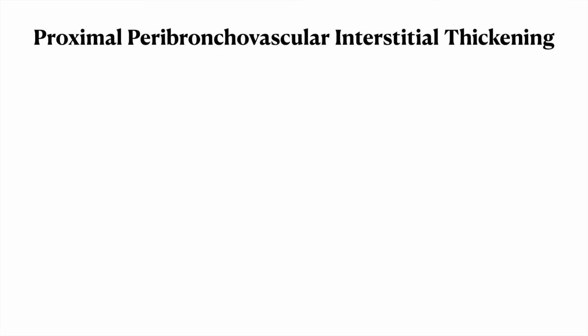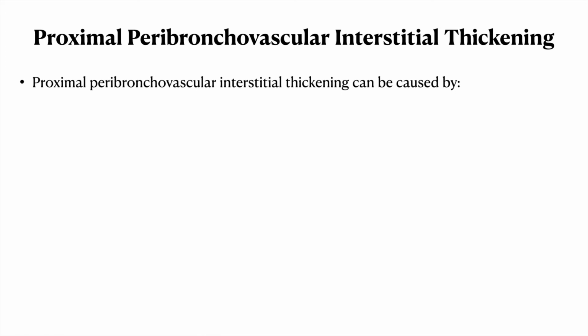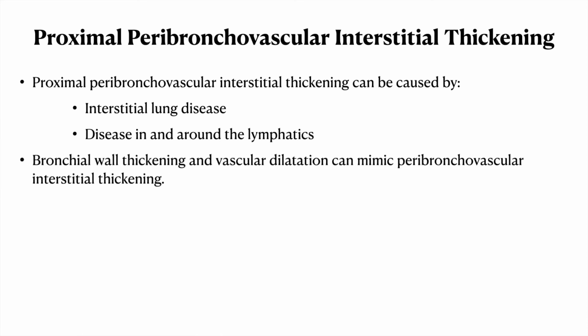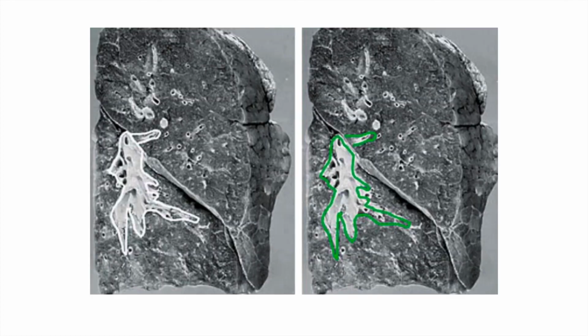Next, coming to the proximal peribronchovascular interstitial thickening. This is predominantly caused by, again, interstitial lung disease. This is in and around the lymphatics. Bronchial wall thickening and vascular dilatation can mimic peribronchovascular interstitial thickening. This is the peribronchovascular interstitium involvement, and this is the lymphangitis involvement.